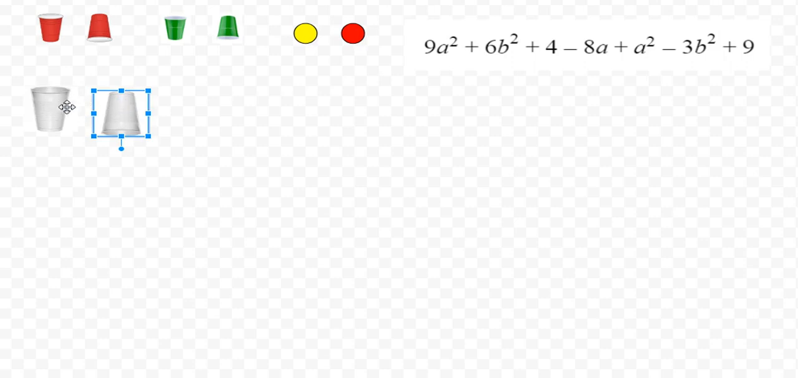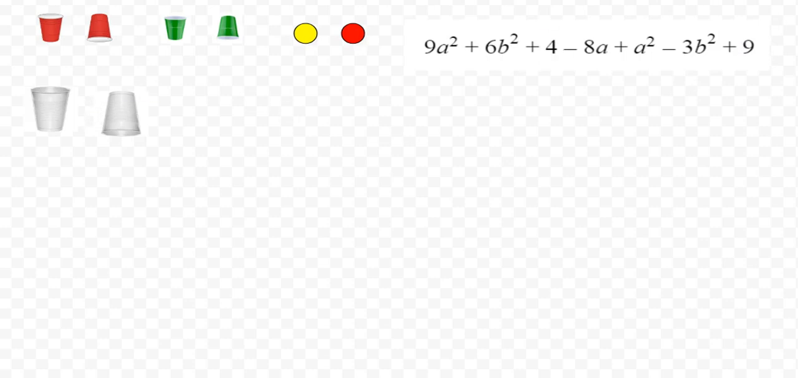You can see here I brought in 2 additional, sorry, 2 additional cups. These are white cups. I did that for a very specific reason because we have 3 different types of variables here. We have a to the second power, a squared. We have b to the second power, b squared. We also have a by itself, so a to the first power. And of course, we've got our old friends, the yellow and red chips, to take care of our constant terms like 4 and 9 here. So let's go ahead and designate some variables here.